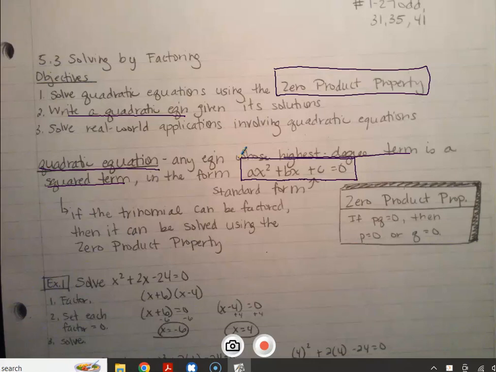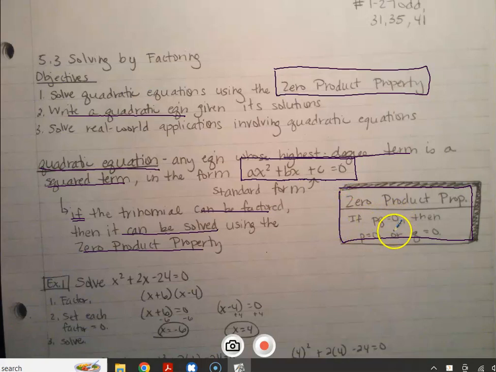If the trinomial can be factored, then it can be solved. So if it can be factored, then it can be solved using the zero product property. The zero product property is over here. If p times q equals 0, then p equals 0 or q equals 0. Let me erase that so you can see it a little better. So either p equals 0 or q equals 0. We're going to apply that idea to this.